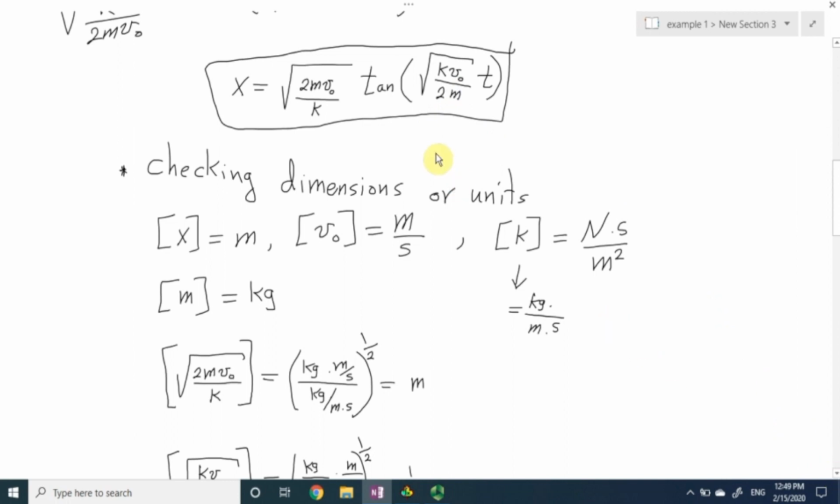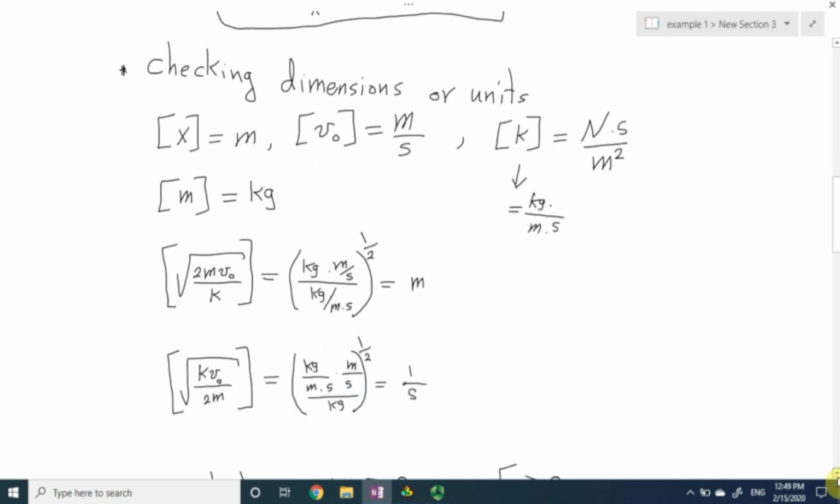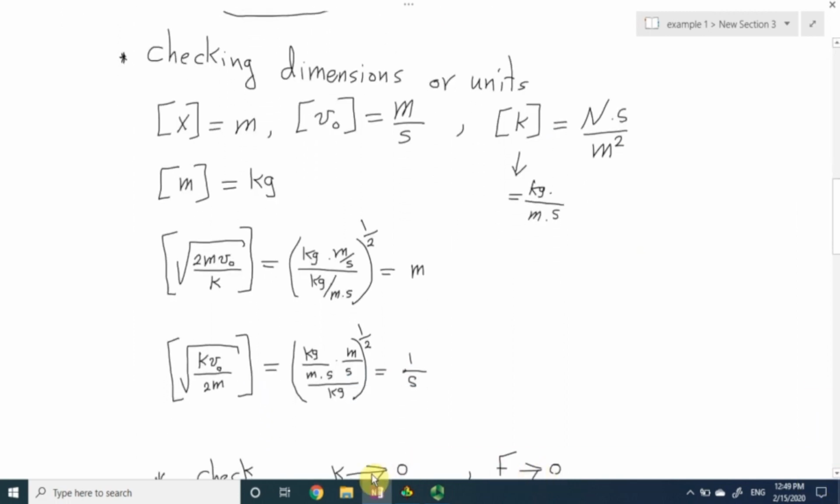So let's check the unit of this constant again, k multiplied by v naught over 2m. Now again, easily, there's a square root, so that's to the power half. The unit of k is here, kilogram over meter per second. V naught has the unit of meter over second, and on the denominator I have mass, which is kilogram. And you can easily check that the answer will be 1 over second, and that's correct. So here we check the units.